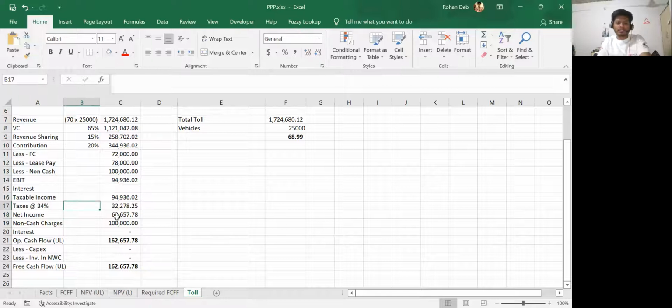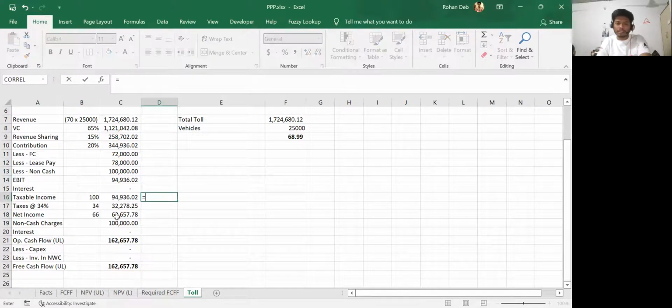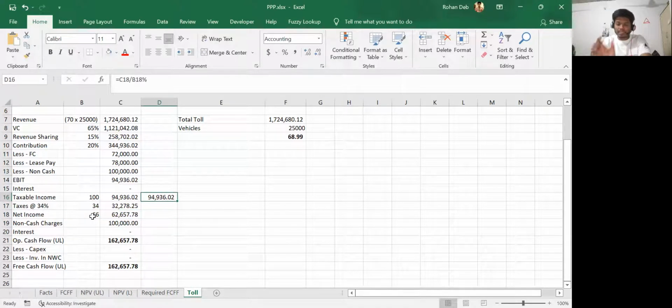Now if 62,657 is the net income, what should be my taxable income? So basically this is 100, this is 34, and this is equal to 100 minus 34. So here you can do 62,000 divided by 66%. This gives you the entire taxable income, and the tax is equal to this multiplied by 34%. Okay, so that's how I calculated the taxable income and taxes.